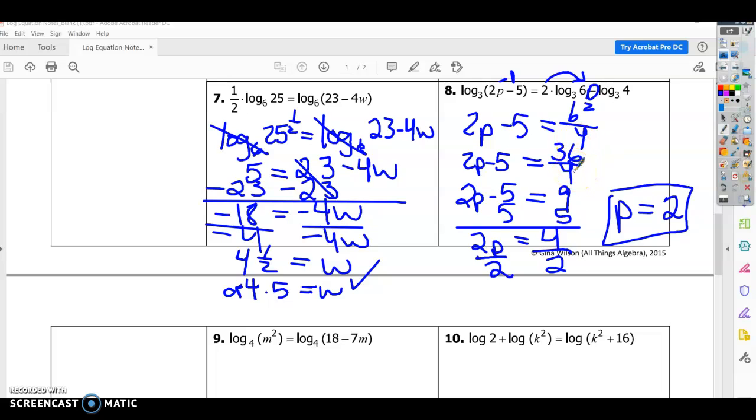And it does not look like this works when you plug it back in. So this looks like, if I did this correctly, this would be an extraneous solution. So it would not be a solution.